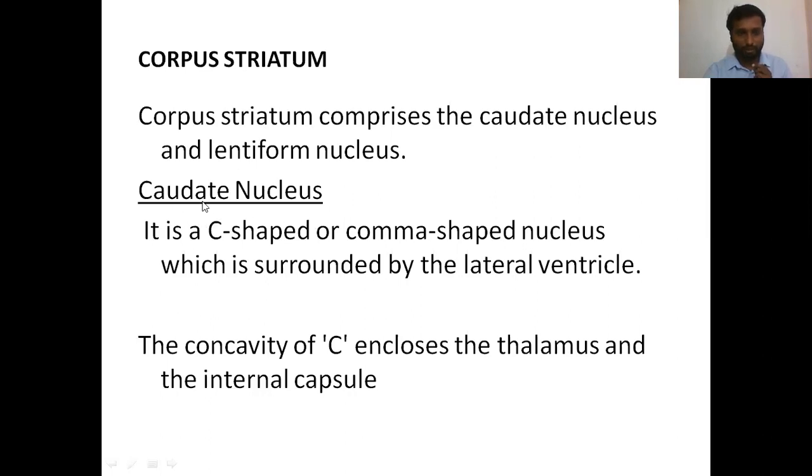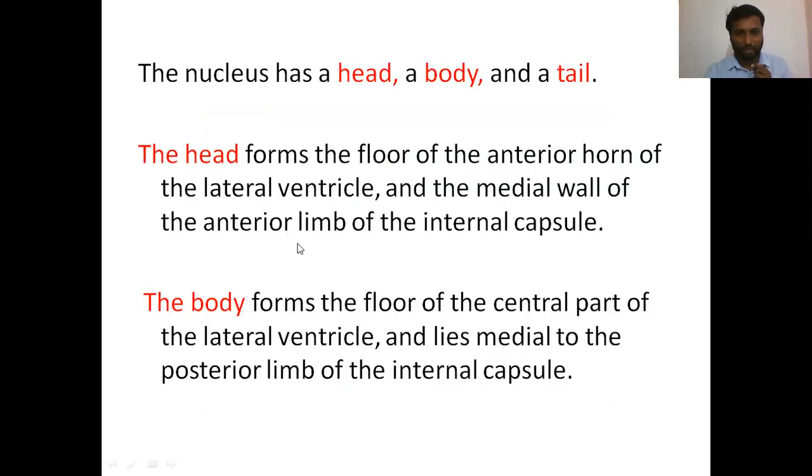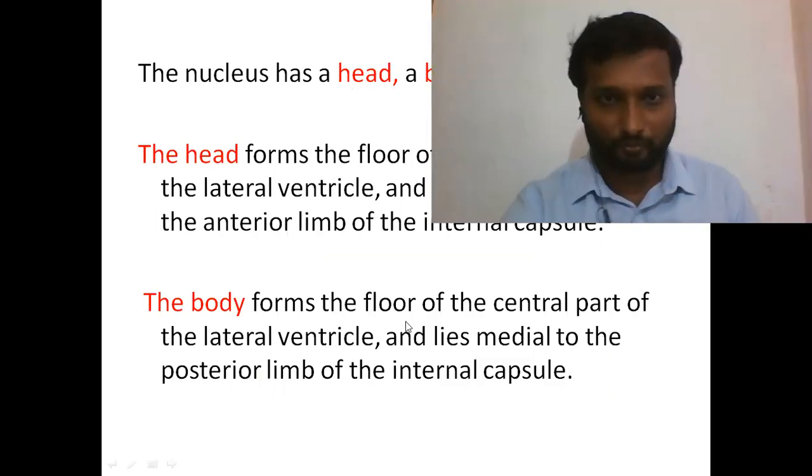First, the details of the caudate nucleus. It is a C-shaped or comma-shaped nucleus, and it is surrounded by the lateral ventricle. Those points we'll discuss later. First, shape. It is a C-shaped nucleus with three parts. What are the three parts of this C-shaped caudate nucleus? Head, body, and tail.